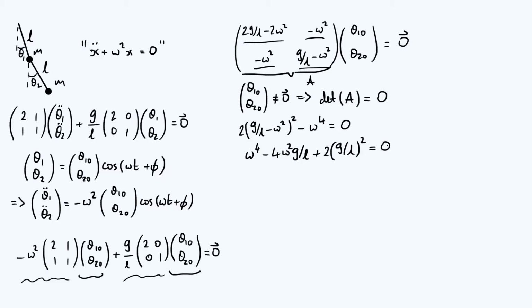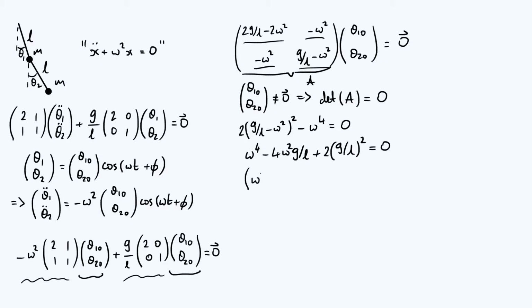Now, this is a quartic equation, a fourth order equation for omega, but it's kind of like a quadratic because you've only got an omega to the power of 4 term, an omega squared term and a constant term. So it's really quadratic in omega squared. So we could solve this using standard methods for quadratic equations, like completing the square, for example, which is what I'm going to do very quickly.